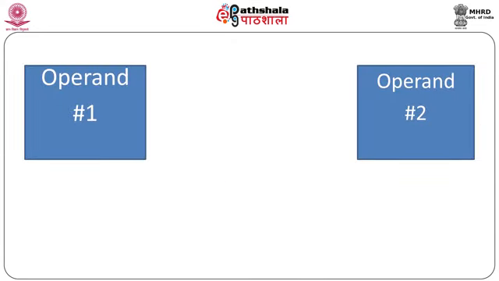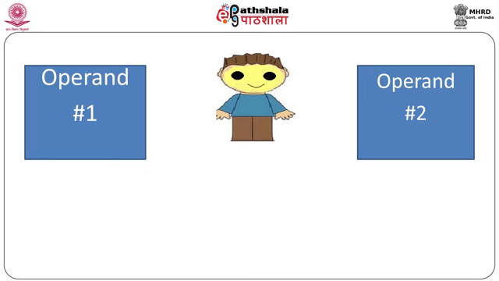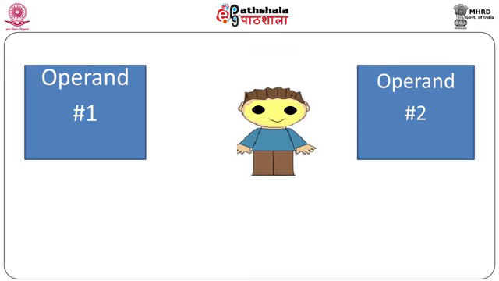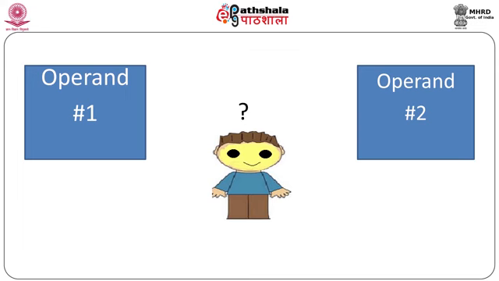Now, let us see a simple animation for an operator. In this animation, you can see there are two operands labeled as operand 1 and operand 2. Now, there is one person who wants to do something with these two operands. Here that person is behaving as an operator. This person has decided to do something with operand 1 and operand 2. Now he is deciding on addition of these operands.